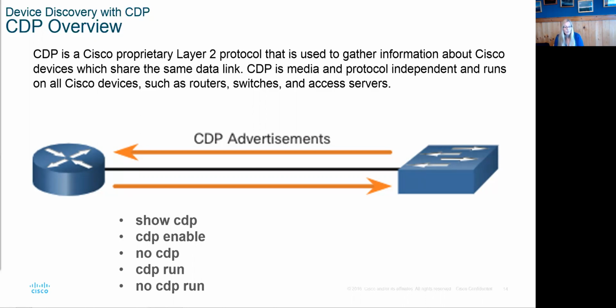To enable it globally for all the supported interfaces on the device, you'd enter cdp run in the global config mode. CDP can also be disabled for all of the interfaces on the device with the no cdp run command in global config mode. You can use the show cdp interface command to display the interfaces that are CDP enabled on a device, and the status of each interface is also displayed.